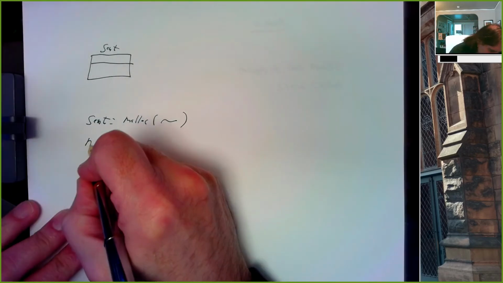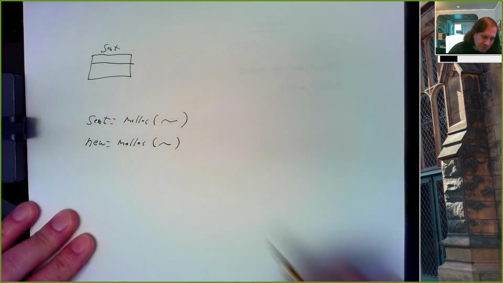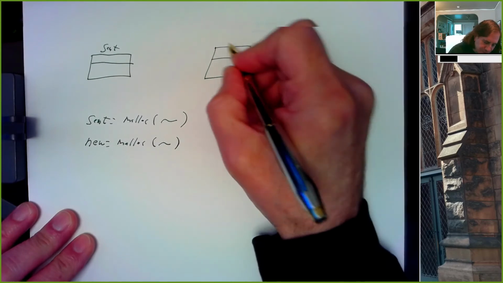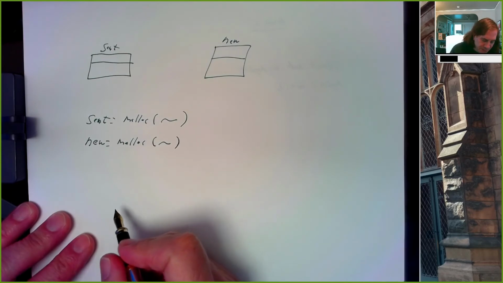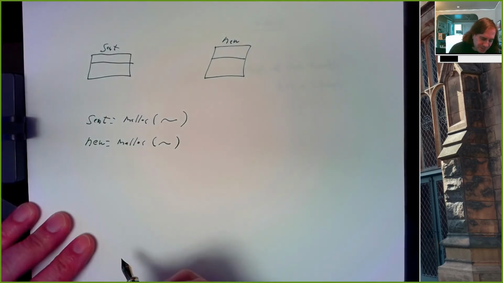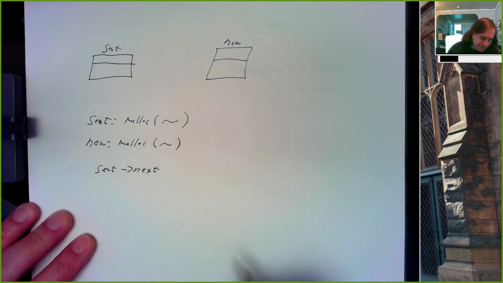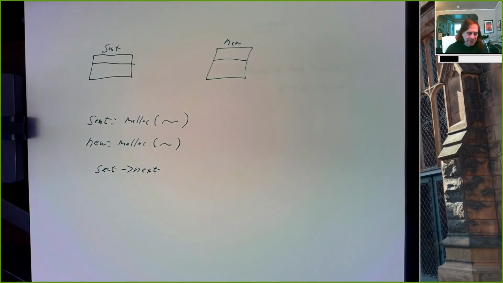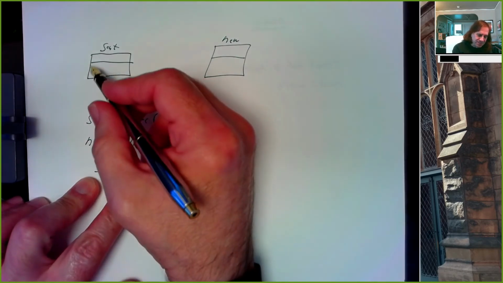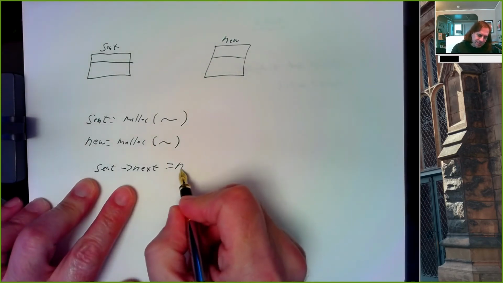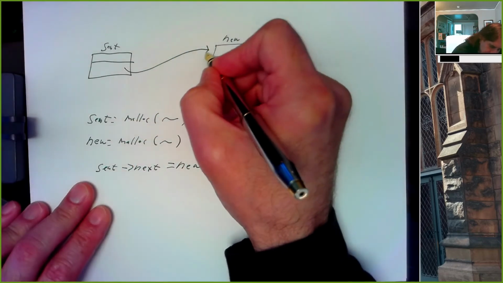And let's suppose we make a new node. And we call malloc. So now we've got this new box. And suppose we want Sentinel to point to new. Sentinel is the address of this box, so we use this notation, Sentinel arrow next. That means look at the thing that Sentinel points to, that's this node. Look at the next field, that's this box down here. Let's set that equal to the address of this new node. So that creates this pointer.